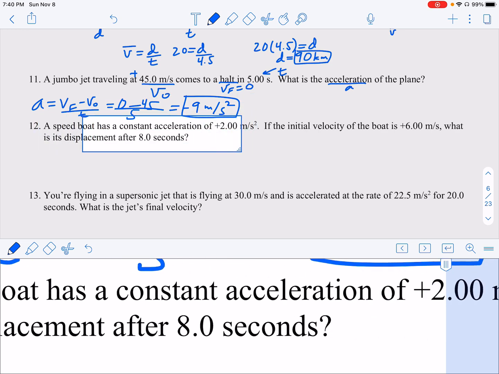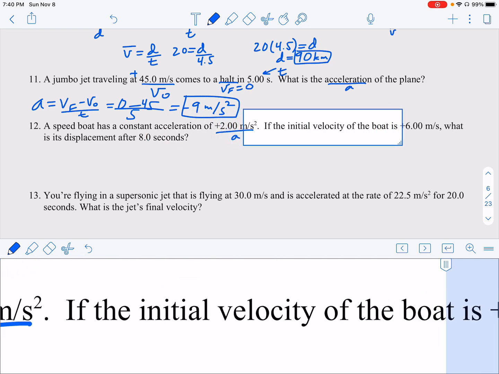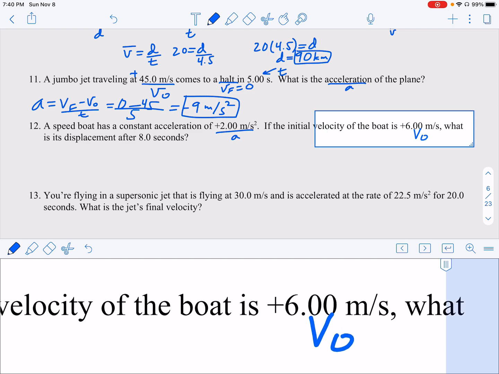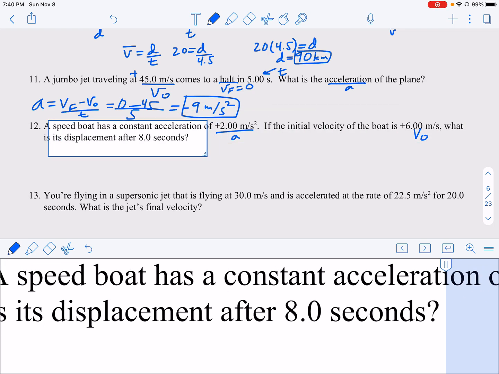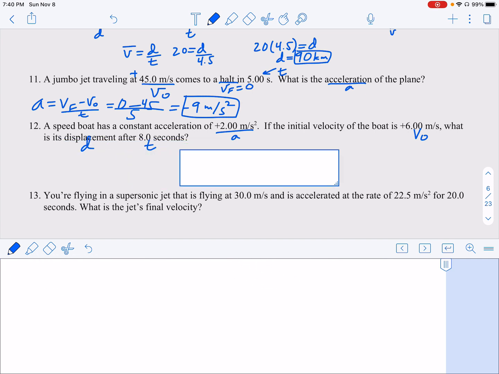Speedboat has a constant acceleration of positive 2. That's A. Initial velocity of the boat is positive 6. So that's VO, initial velocity. What is its displacement, the distance that it travels, in 8 seconds? So that's the time. So find the equation with A, VO, D, T.